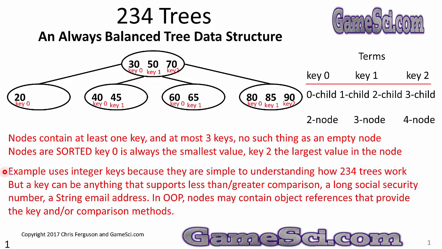These examples use integer keys because they're simple to understand how 2, 3, 4 trees work. But a key can be anything that supports less than greater comparison. It could be a long social security number, a string email address. If you can look at 2 keys and say that's less than this key, then you can put it as the key in a 2, 3, 4 tree. In object-oriented programming, nodes may contain object references that provide the key and/or comparison method. This doesn't have to be a key of 40. This could be a reference to an object that provides the key value.